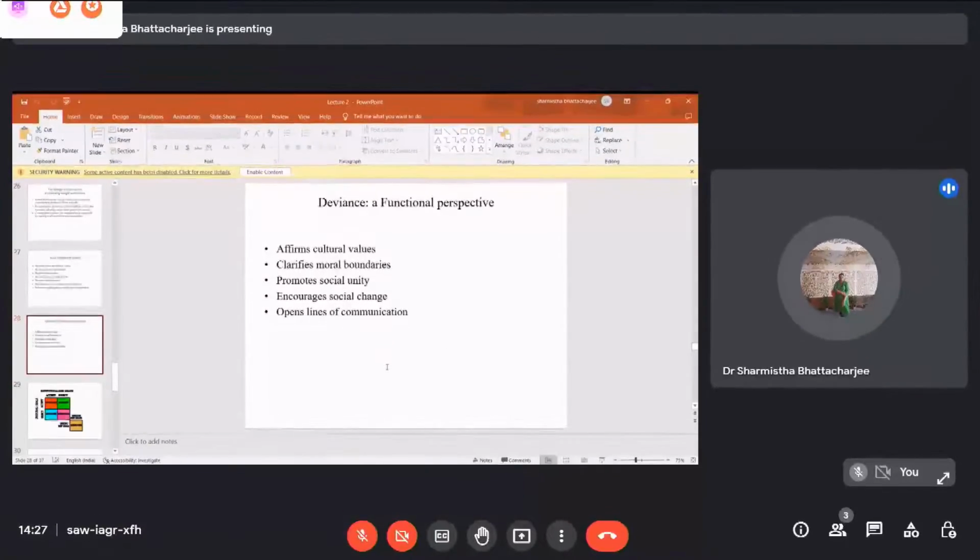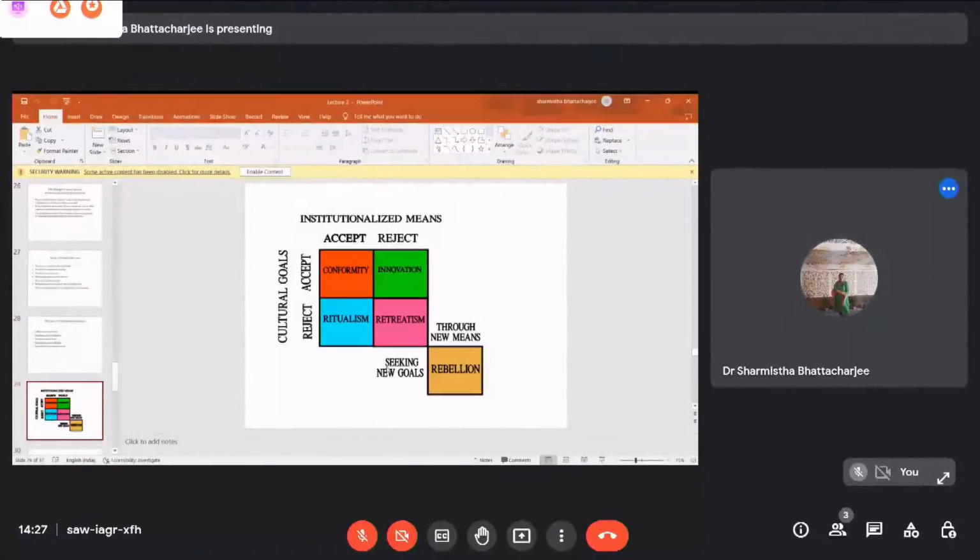What is deviance from a functionalist perspective? As functionalists see it, parts form a whole: deviance affirms cultural values, clarifies normal boundaries, promotes social unity, encourages social change, and opens lines of communication. So this is what it is. Like we have institutional means and cultural goals. Conformity is when both are accepted. When I accept, others also accept.